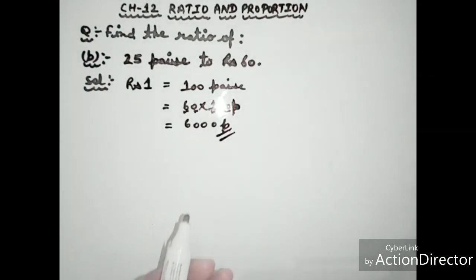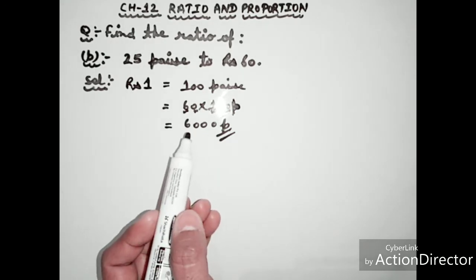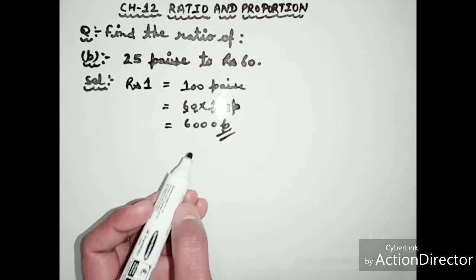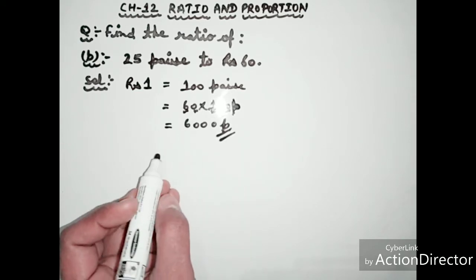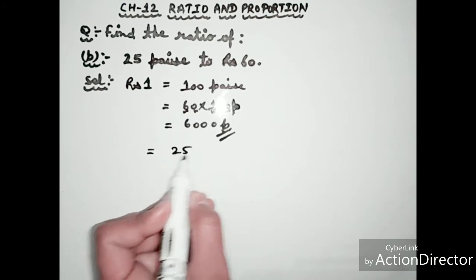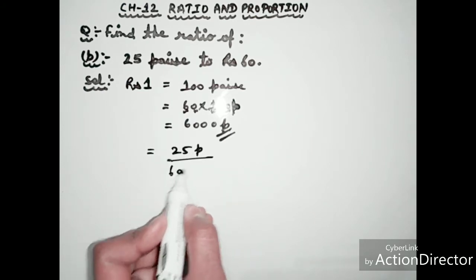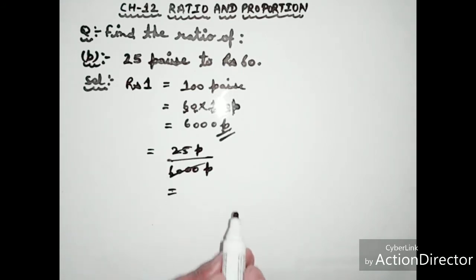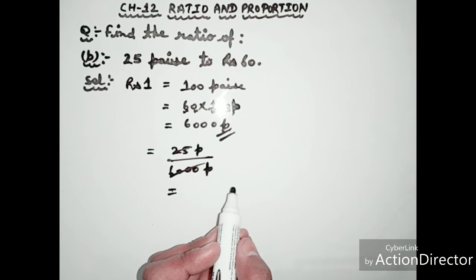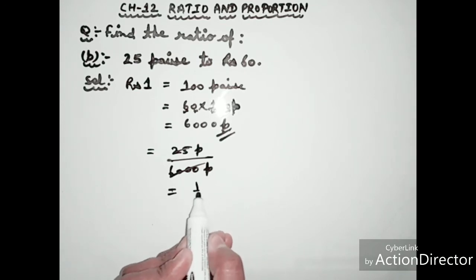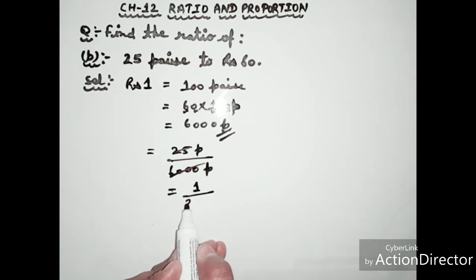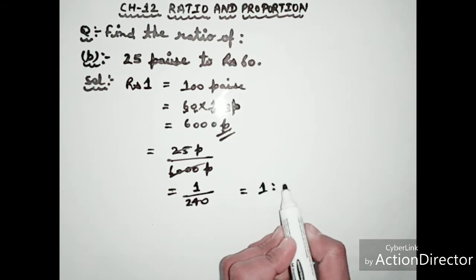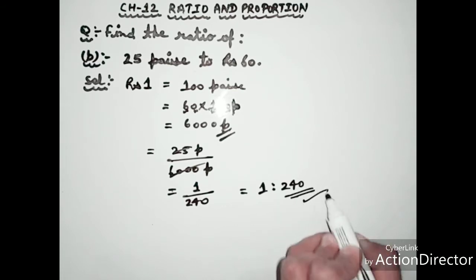6000 paise. Now here we find the ratio of 25 paise to 6000 paise. So here 25 paise upon 6000 paise. When we divide these two numbers, we get the fraction 1 upon 240. So in ratio form we write 1 ratio 240.